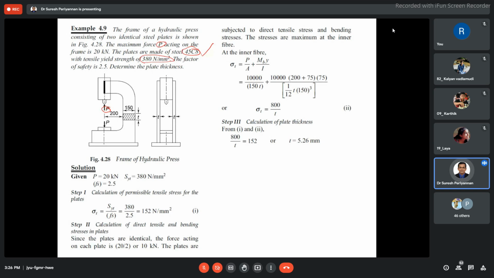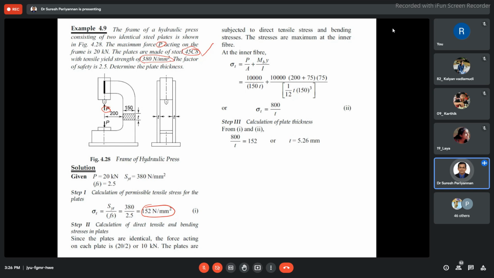Now our aim is to determine the thickness of the plate. The load is 20 kilonewton and the factor of safety is given. Then what is the permissible stress limit? It is 380 divided by 2.5. This is our permissible stress limit. Now what stresses are acting here while the load is acting? What type of stress is acting here?